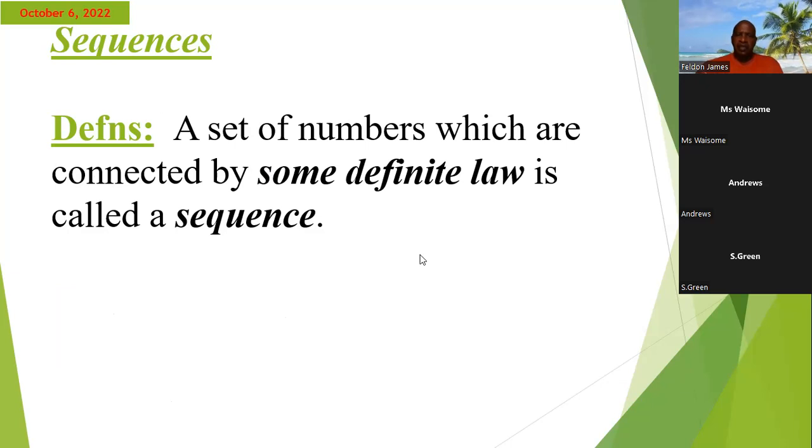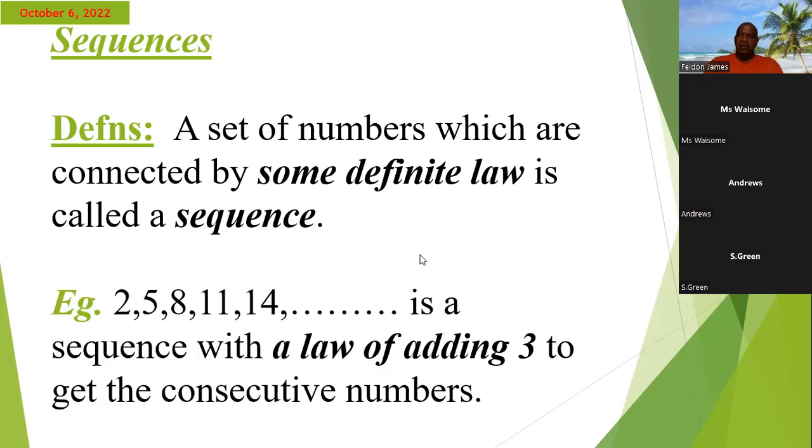So based on what we have just learned, we learned about factors, we learned about multiples. You must be able to differentiate between what a factor is and what a multiple is. You learned about LCM, which is the lowest common multiple. You learned about HCF, which is the highest common factor.